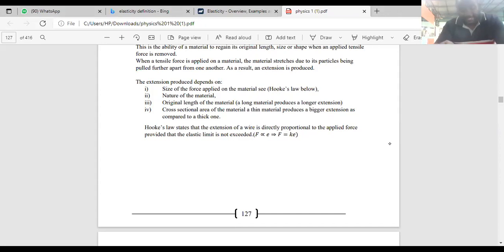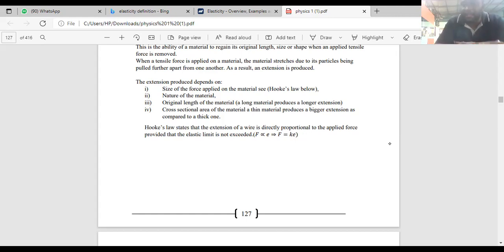So, Hooke's law states that the extension produced in a wire is always directly proportional to the force that you have applied. That means to extend this rubber band, if I apply a small force, it extends slowly and the length is short. I apply a bigger force, it extends further. I reduce the force, the extension reduces. So Hooke's law states that the force that you apply to an elastic material is directly proportional to the extension that you will produce, provided you have not yet exceeded its elastic limit.